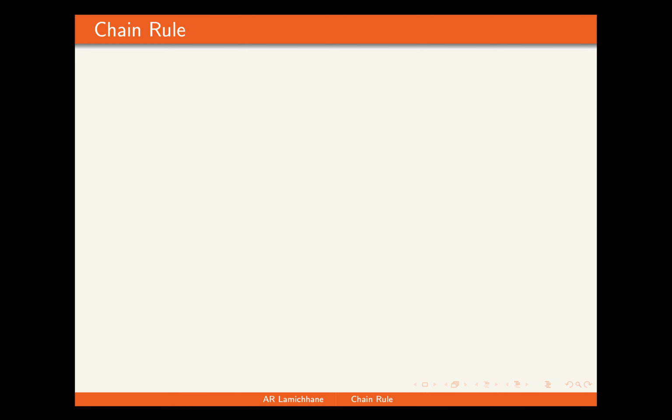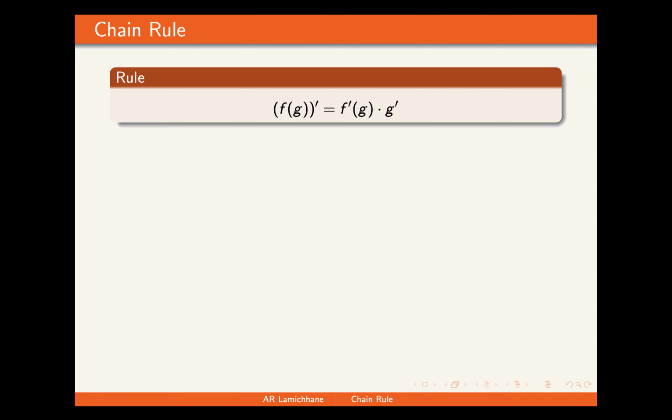What is the chain rule? If you have a composition of two functions, let's say f of g, and you are interested in finding the derivative of that composite function, then by using the chain rule, you find the derivative of f and evaluate that derivative at g. So we have the composition of f prime with g, times g prime.